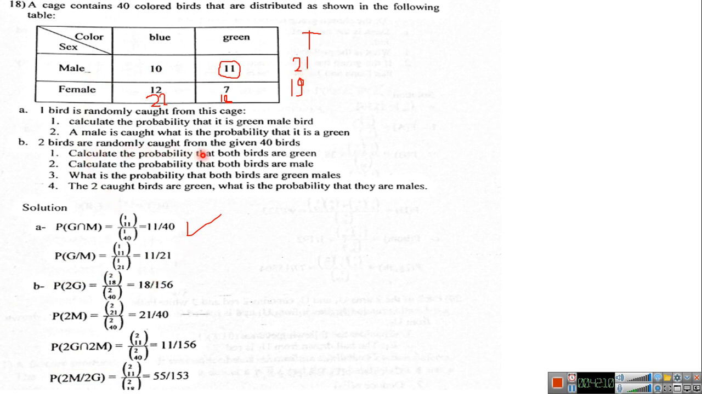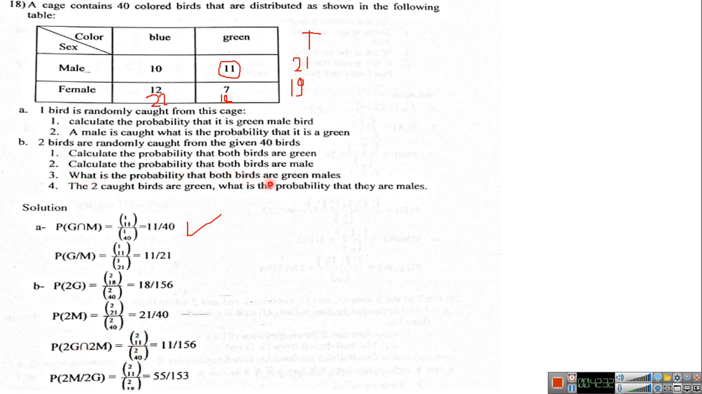Two birds are randomly caught from the given 40. I want to pick 2 from 40. Calculate the probability that both birds are green. I want 2 green. So how many green? I have 18. So 2 out of 18 over 2 out of 40. Calculate the probability that both are male. So how many males? I have 21. So it's 2 out of 21 over 2 out of 40 because total.